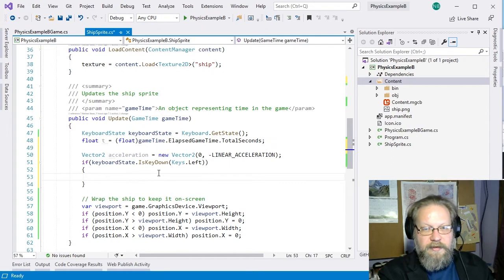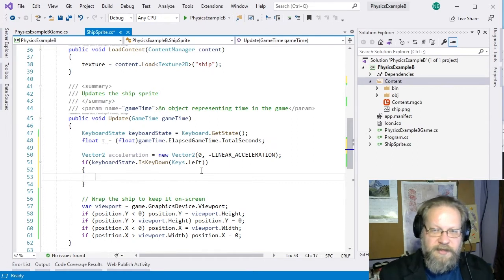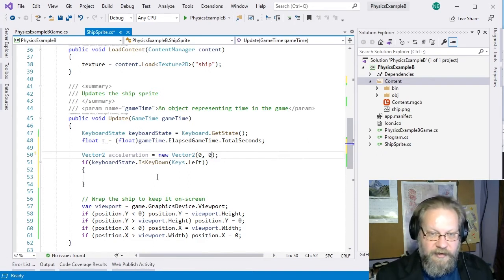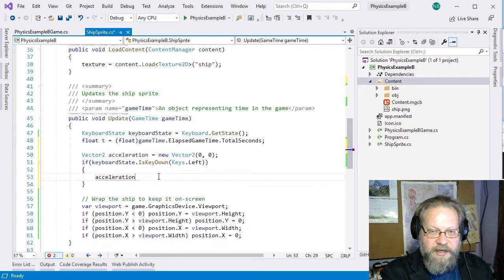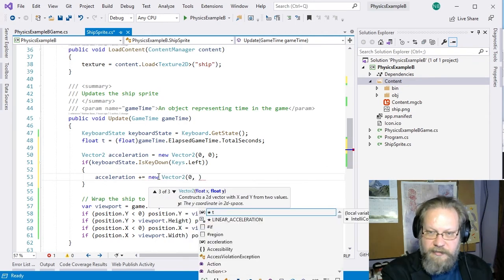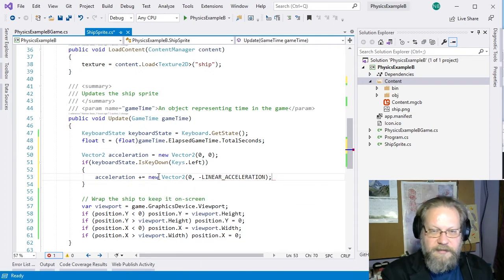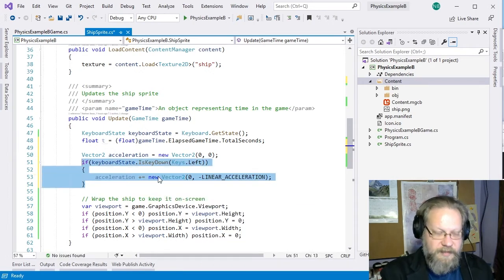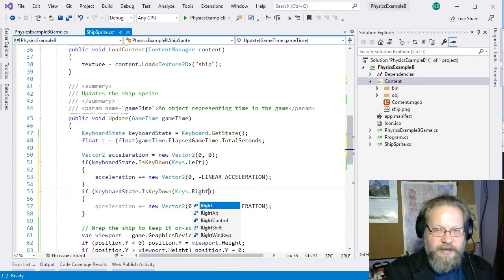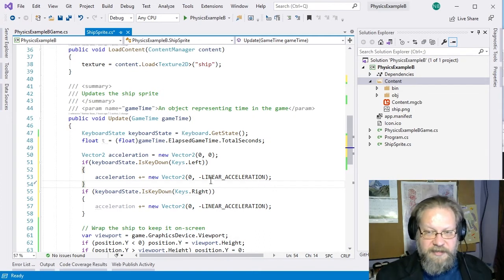Now, if the left key is down, there shouldn't be any acceleration, my bad, to start with. Now if we're thrusting, then we're going to be thrusting in that direction we just talked about. So we'll take our acceleration vector and add a new vector 2 in that direction. The x we're not going to mess with, we're just going to increase the y, negative linear acceleration. And we'll do the same thing for the right key. So if either rocket is firing, it's generating the same amount of acceleration in that forward direction, because they're the same size rockets.